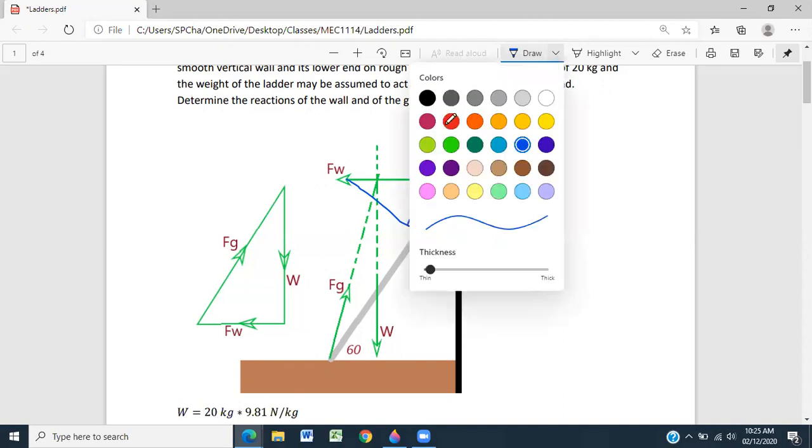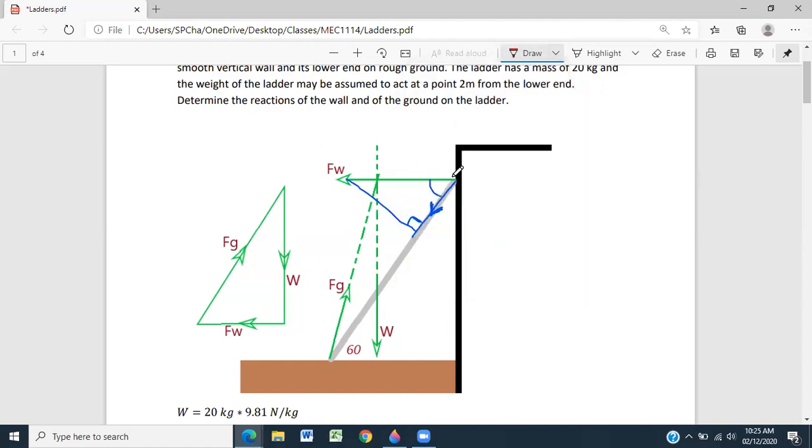And we could, of course, move this force here and put it here so that we know the point where it's acting, yeah? So this here is 60 degrees. In this question, this here is 60 degrees. So what's this force? Well, this force is sine 60 times, what is this? Fw.